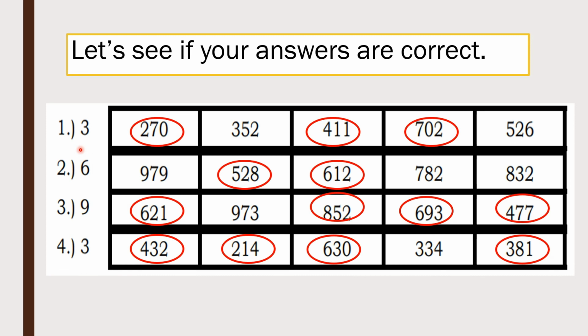For number 1, we have 270, 411, 702. For 6, we have 528, 612. For 9, we have 621, 852, 693, and 477. And for 3, we have 432, 214, 630, and 381.